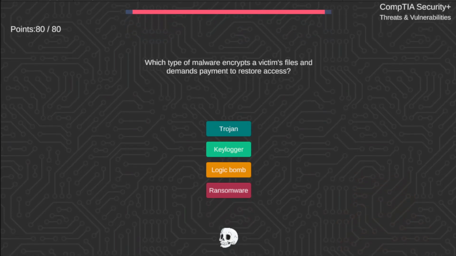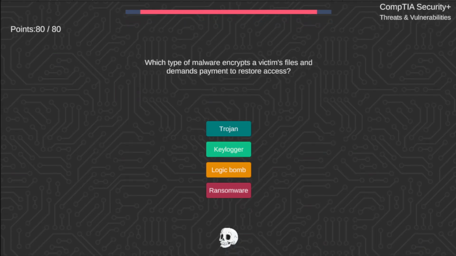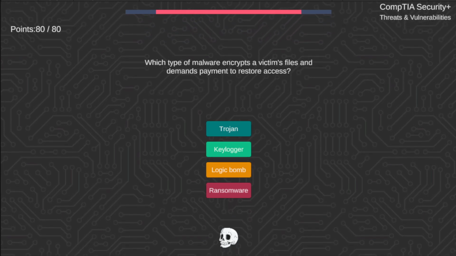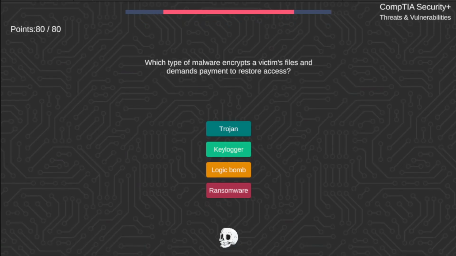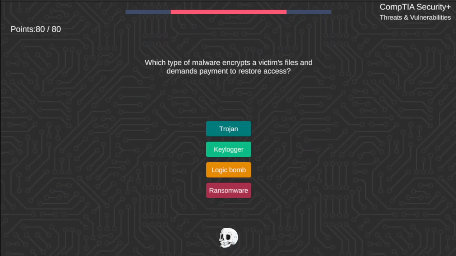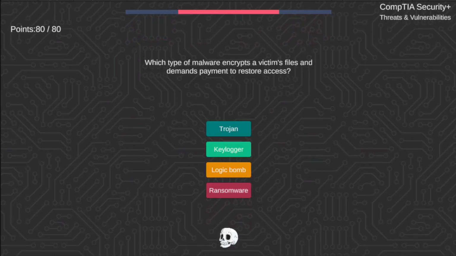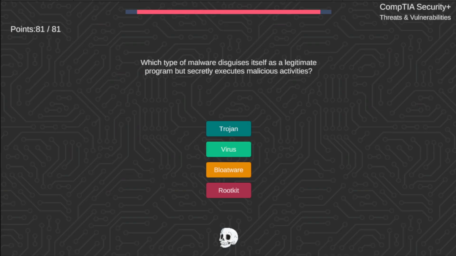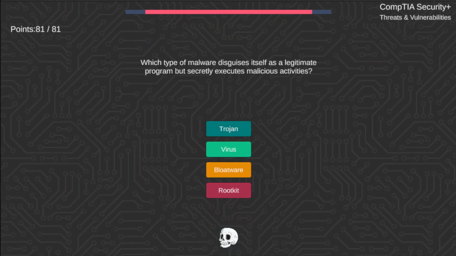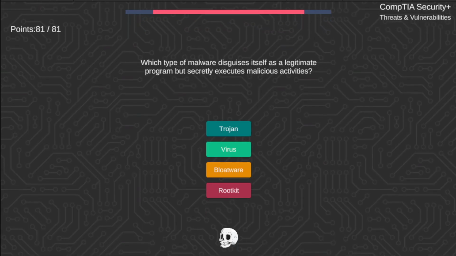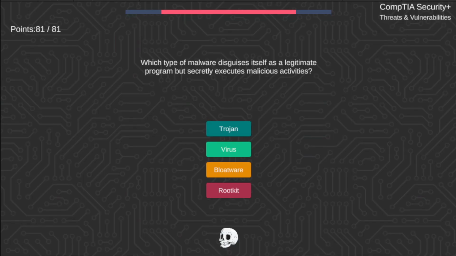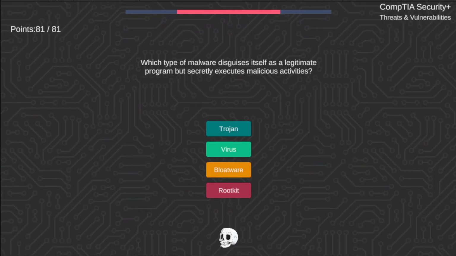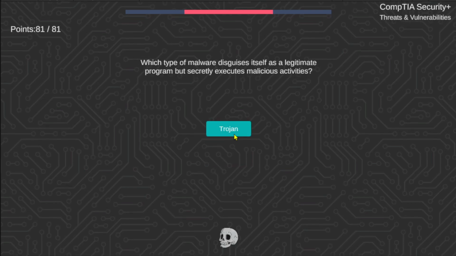What type of malware encrypts a victim's files and demands payments to restore access? Trojan, keylogger, logic bomb, or ransomware? Correct answer is ransomware. Which type of malware disguises itself as a legitimate program but secretly executes malicious activities? Trojan, virus, bloatware, or rootkit? Correct answer is a Trojan.